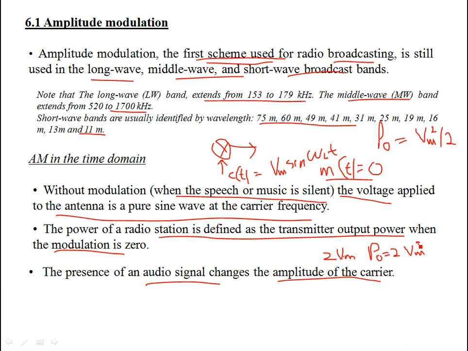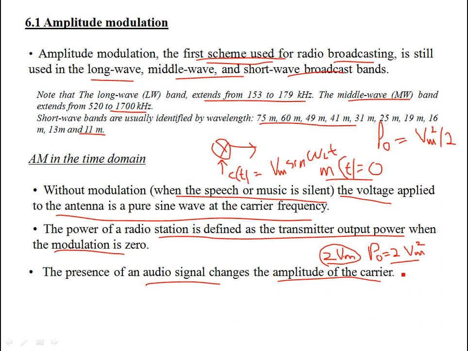Why is it twice Vm square? Well, you see, for 2 Vm, that is 4 Vm square over 2, V square over R. So the power output is 2 Vm square. That is 100% modulation. So that means it requires how much? It requires 4 times more power from the antenna, if the modulation is as such. Okay, for 100% modulation, 4 times more power.